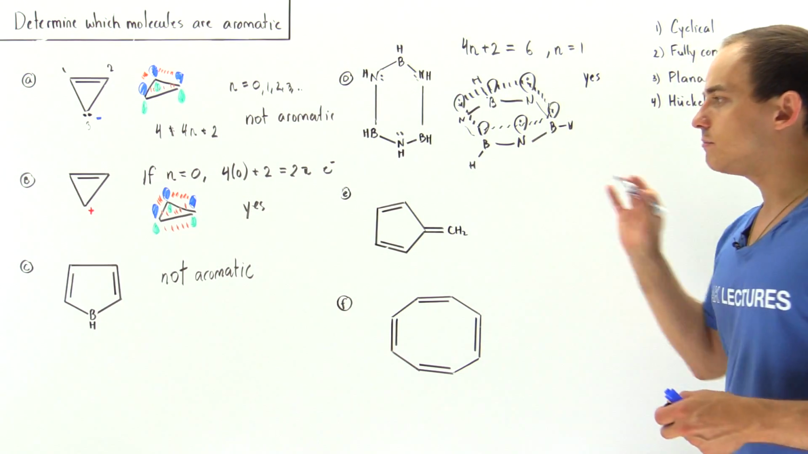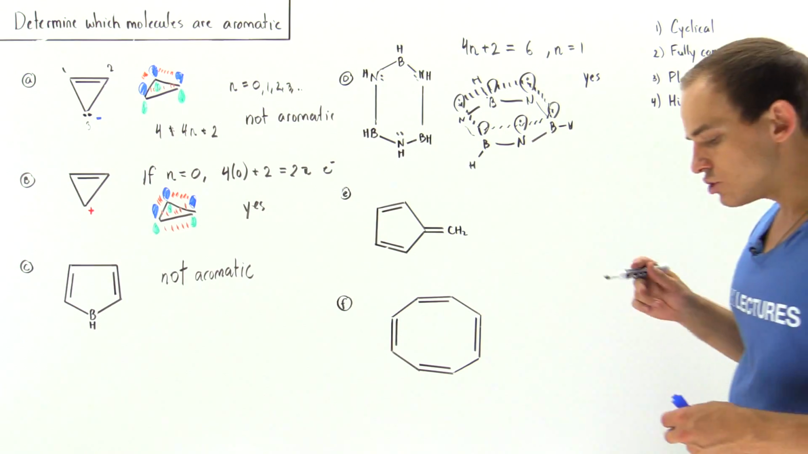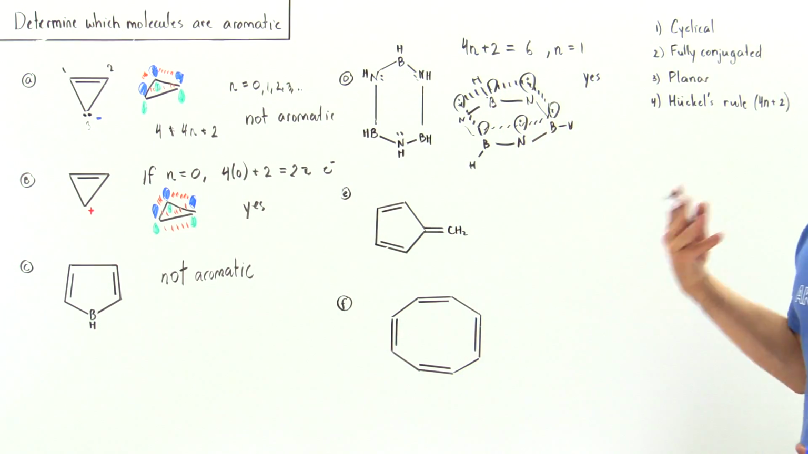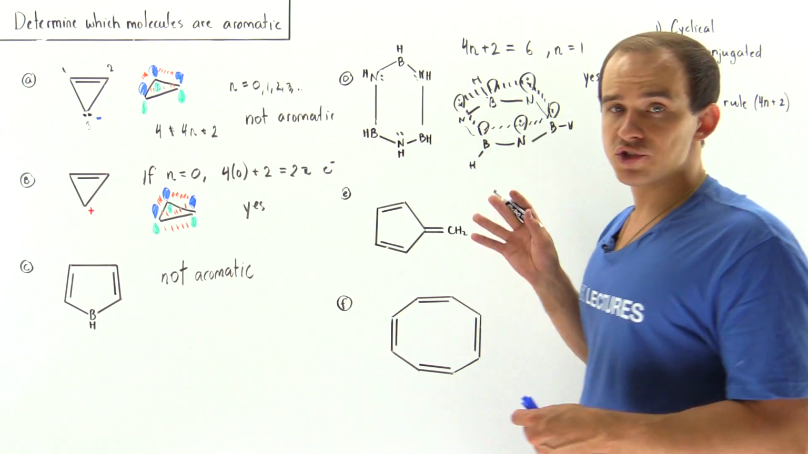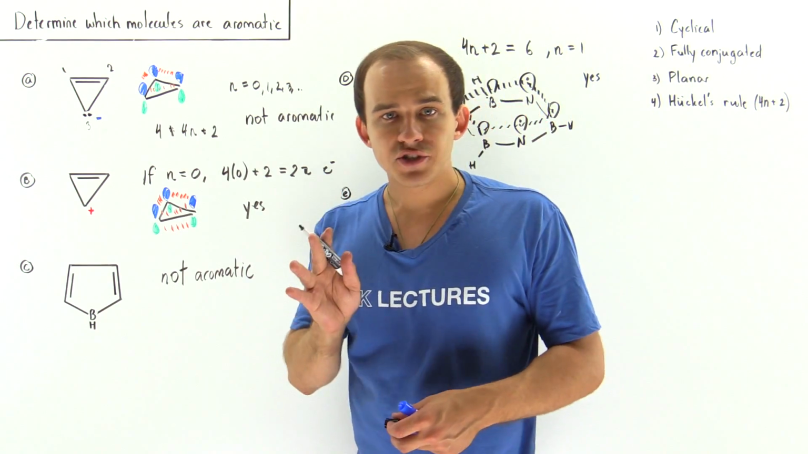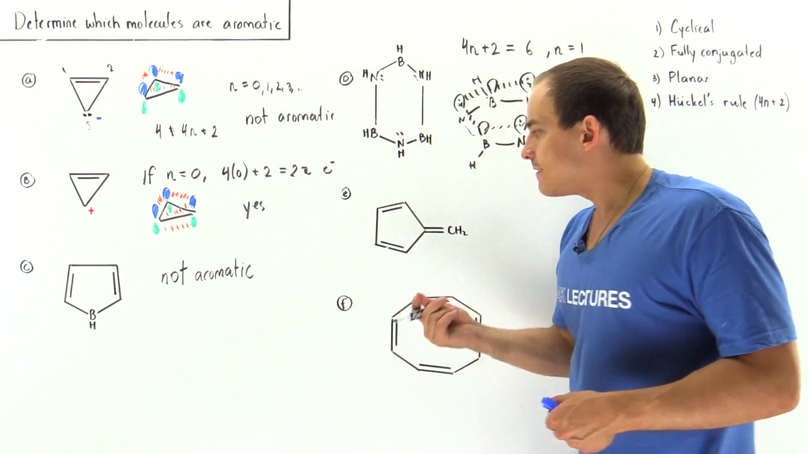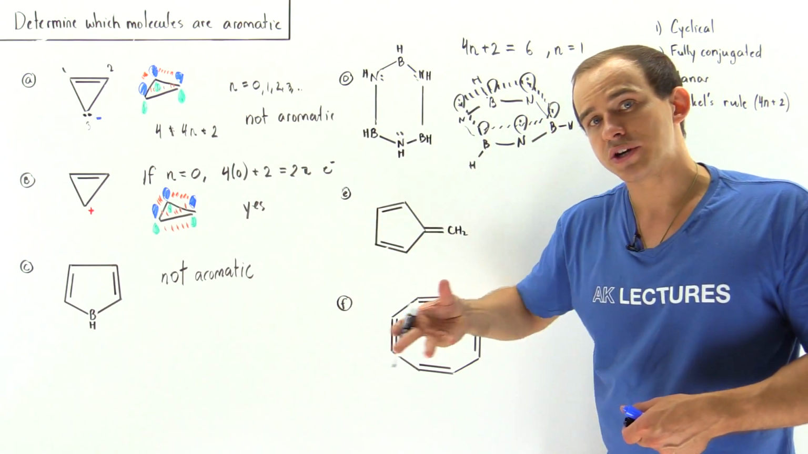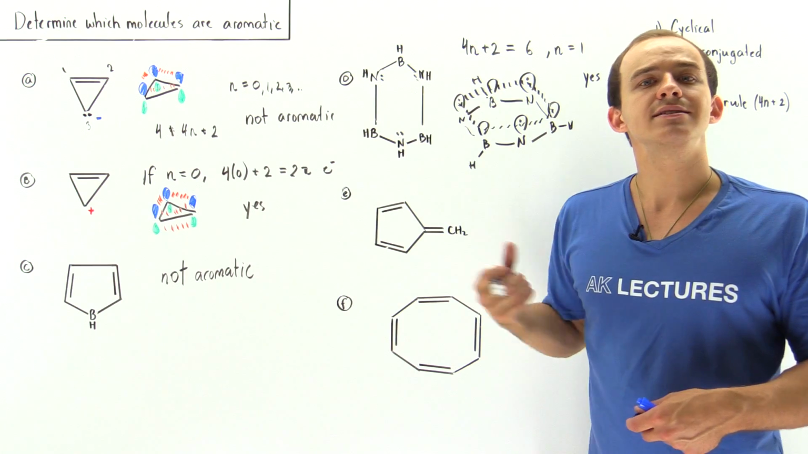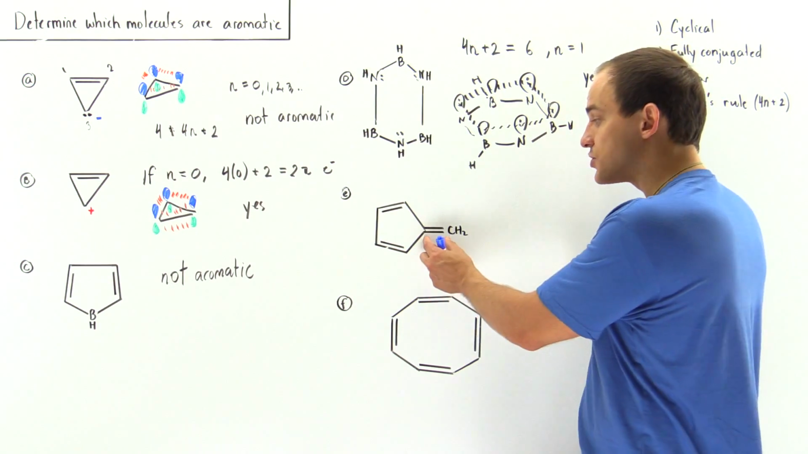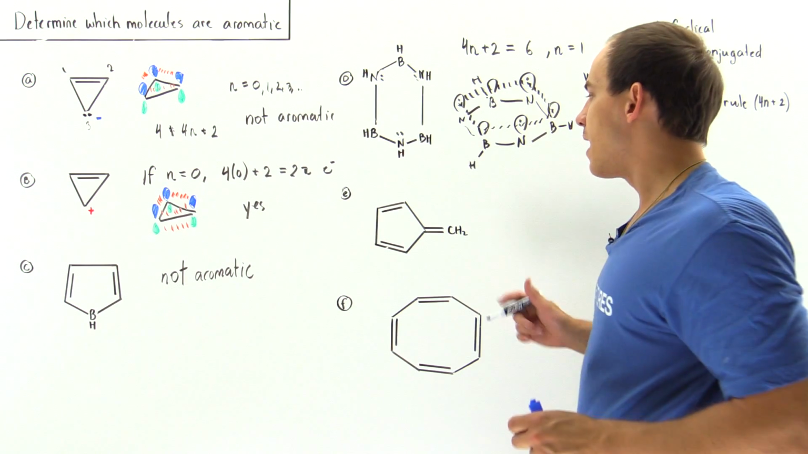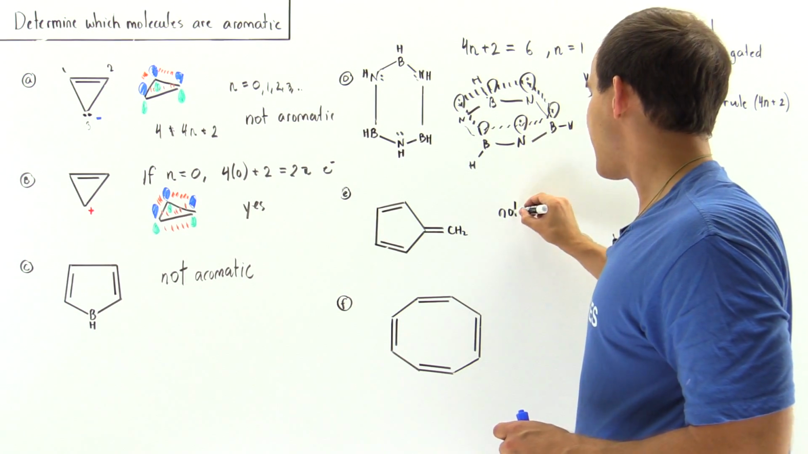Now, what about molecule E? Right off the bat, we can say that molecule E is not aromatic. The question is why? Well, the simple answer is as follows. If the pi bonds are not entirely found inside the ring structure, the molecule is not aromatic. And because this pi bond is not inside the ring structure, this molecule is not aromatic.